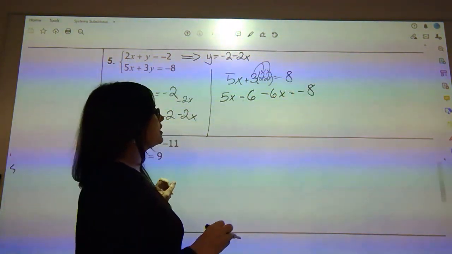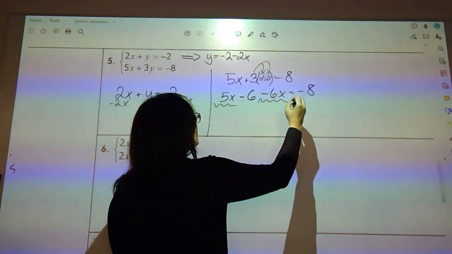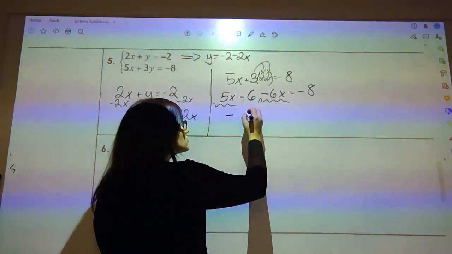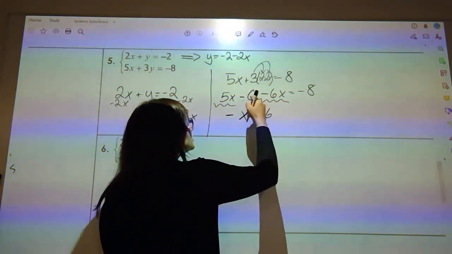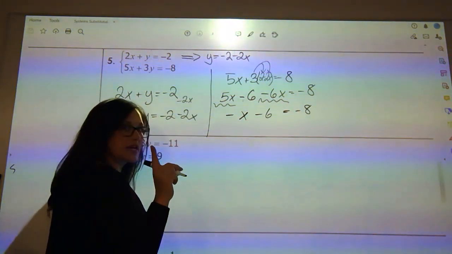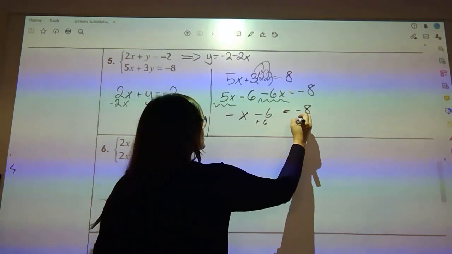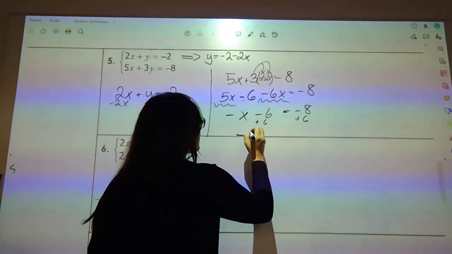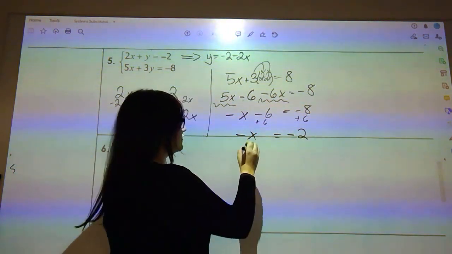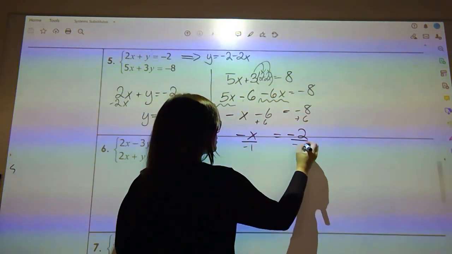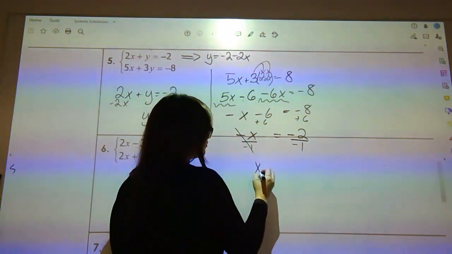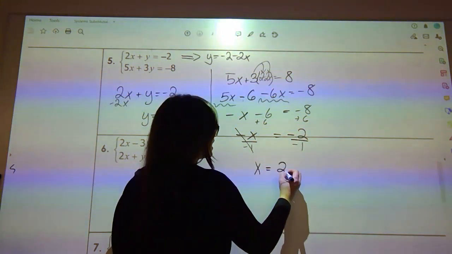All right, we distributed. Now it's time to combine like terms. I have 5x minus 6x. I have a -1x, or just -x. Still have my -6 equals -8. Okay, we've almost got x all by itself. I'm going to add 6 to both sides. So I have -x equals -2. You can divide each side by a -1, right? Because you need to get rid of that negative sign. Negative divided by a negative is a positive. Positive x equals +2.